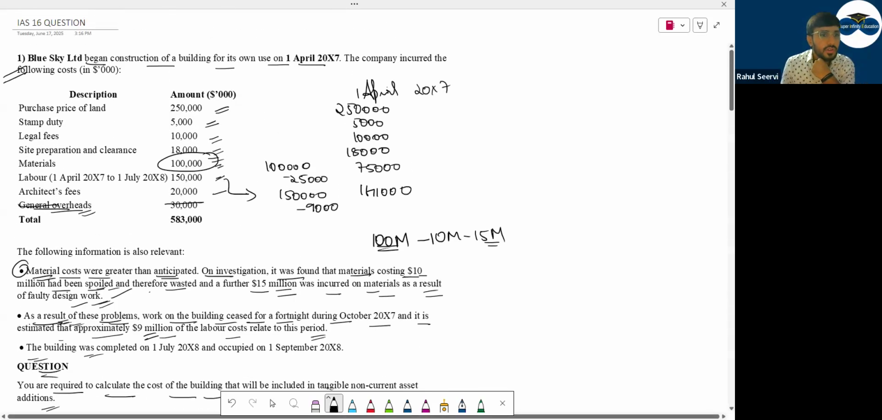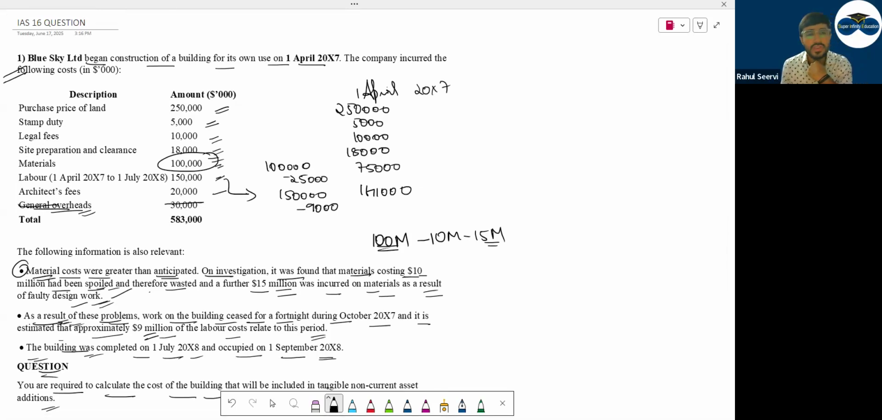Then they mention what? The building was completed on 1st July 20X8 and occupied on 1st September 20X8. They are saying when was the building completed? The building was completed on 1st July. When we calculate cost, do we see the date when it is completed? No. You only have to decide what is the cost. This we will discuss tomorrow. So now this 30,000, will it be included? No. 30,000 also will not be included.